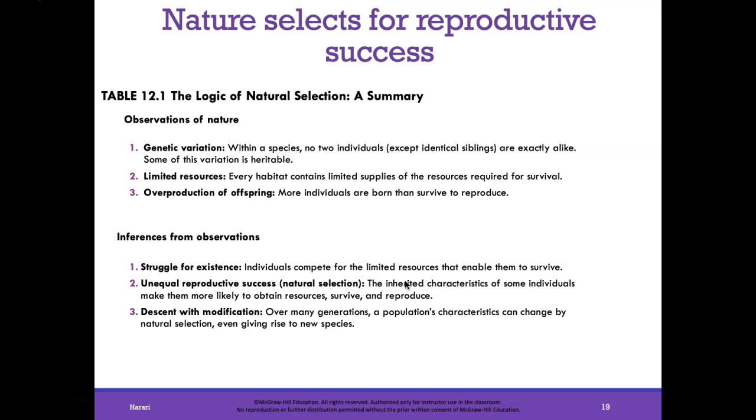And finally, he inferred this descent with modification, that over many generations, a population's characteristics can change by natural selection, and if enough change occurs, it might even give rise to an entirely new species.